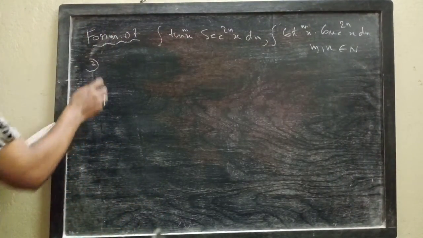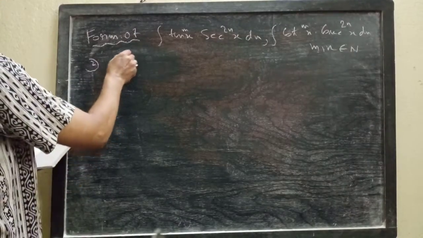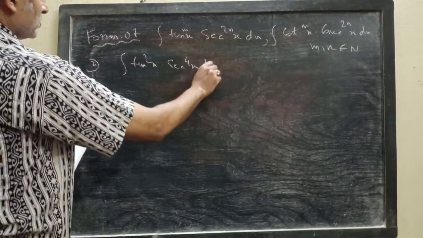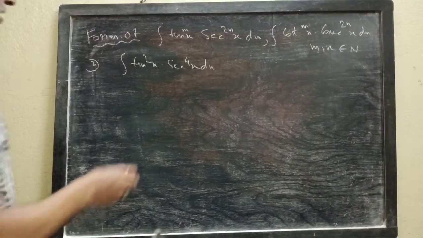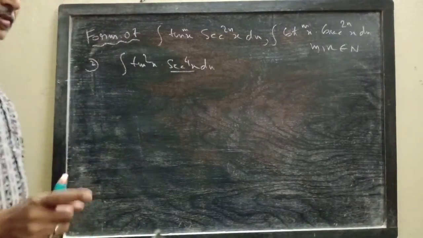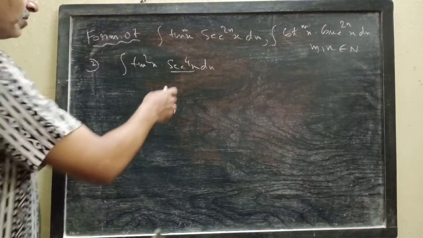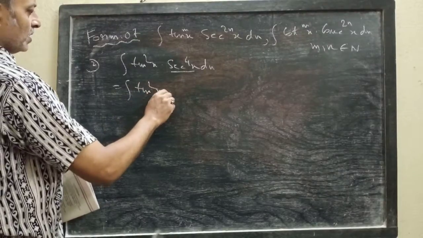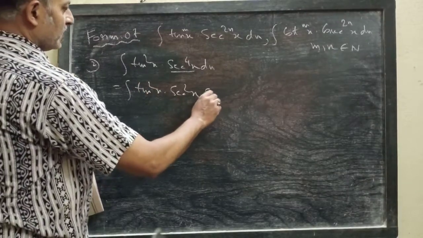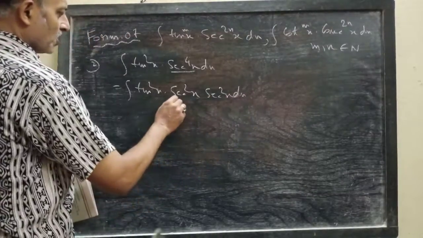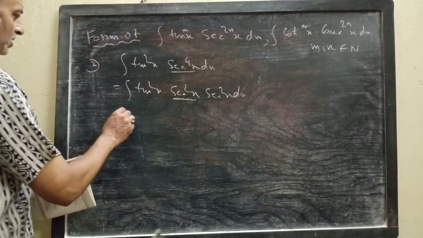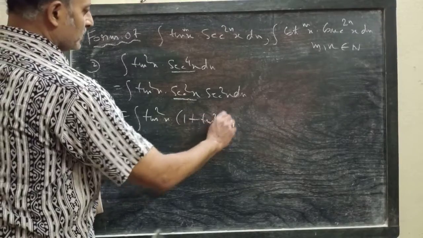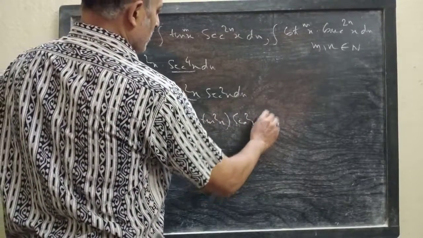Next question. Number 2. Integration tan square x sec to the power 4 x. Look here, sec square x is required for dz. So there remains another sec square x. So let us write in this way. Tan square x into sec square x into sec square x dx. Now you have to shift this sec square x to tan x. We can write in this way. Tan square x into 1 plus tan square x into sec square x dx.